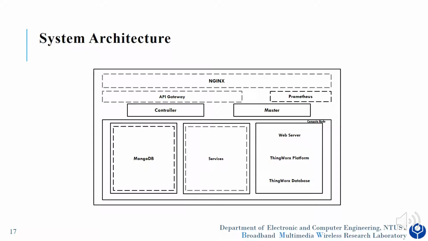This is the system architecture after implementation. The system architecture is a top view. We can pretend that it is a top view. So the MongoDB, the database that we use, and also the microservices, which we call the services here, and also the ThingWorks platform, we deploy in an isolated environment.